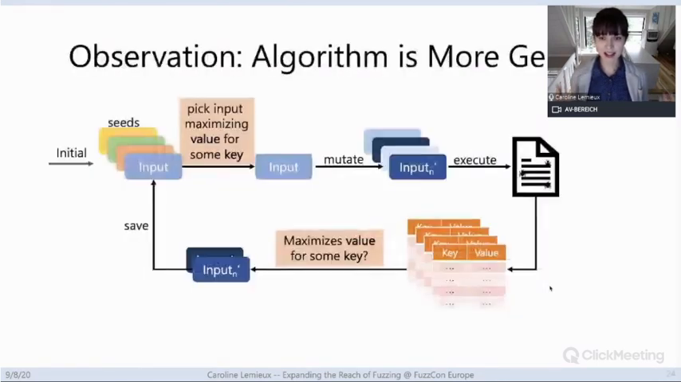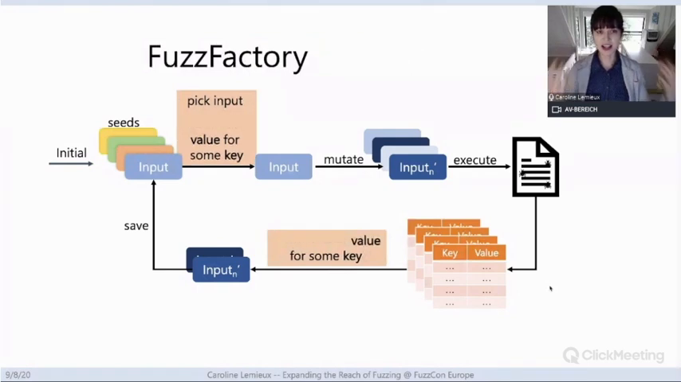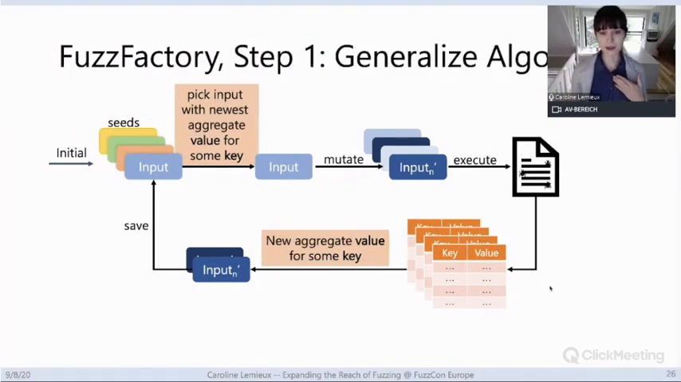So with that in mind, and the fact that my collaborator and I seem to keep building fuzzers that modified the loop in this manner, we decided to build Fuzz-Factory. What Fuzz-Factory does is, first of all, it generalizes this algorithm further. You go beyond maximization to this concept of aggregation, which can obviously be minimization or set union. There are some math conditions on that.